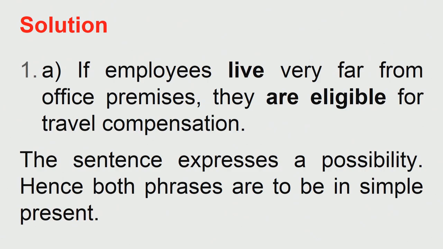And here is your answer solution. Please look at it. 1A. If employees live very far from office premises, they are eligible for travel compensation. The sentence expresses a possibility. Both phrases have to be in simple present. So, please always note this. The tense should be agreeing. There should be an agreement of tenses.